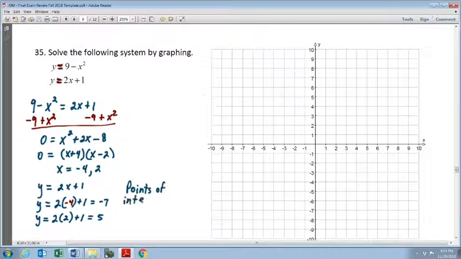So our points of intersection are the following points. When we chose x to be negative 4, we got negative 7. When we chose x to be 2, we got y equals 5. These are our points of intersection.